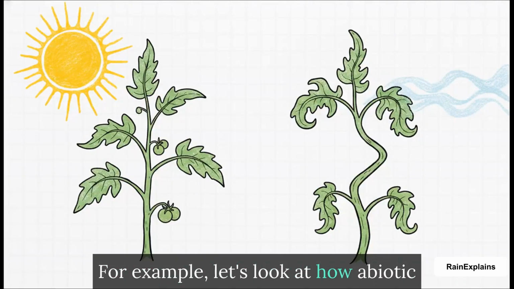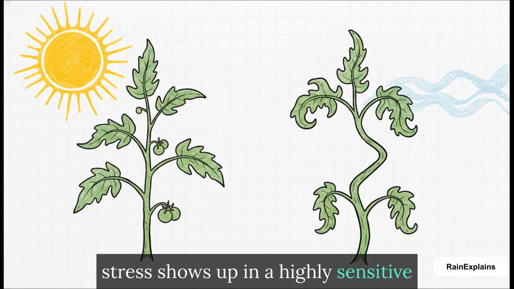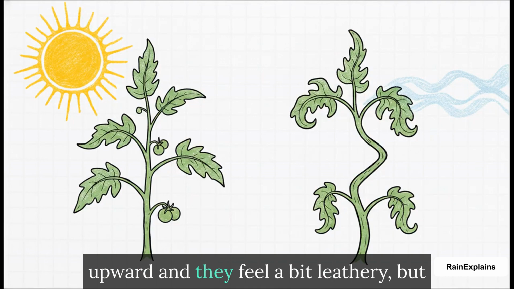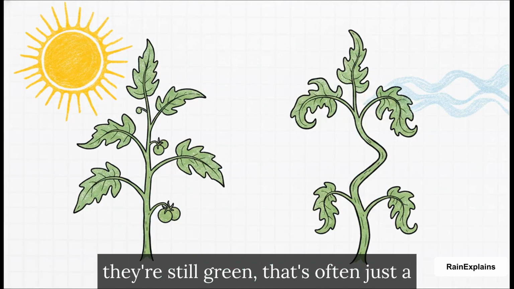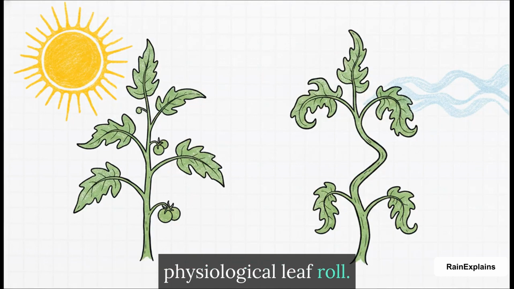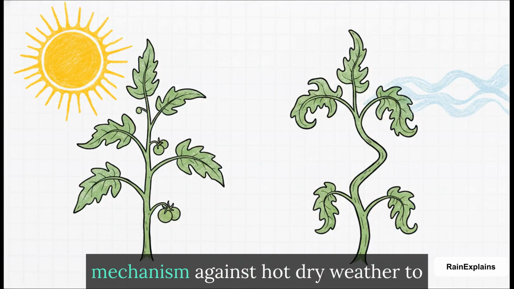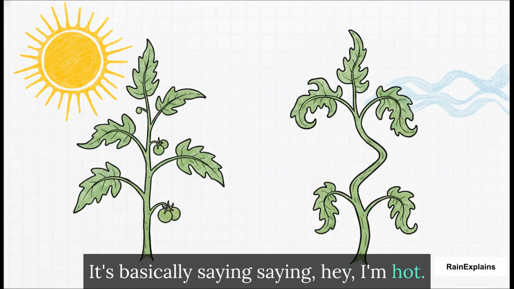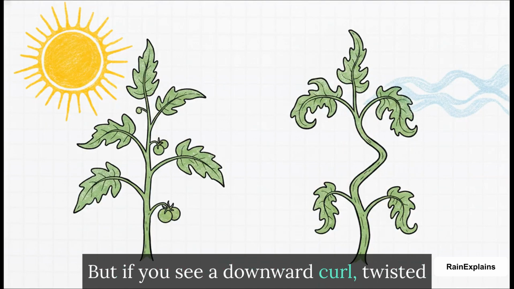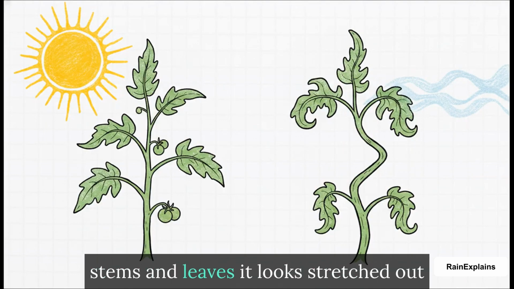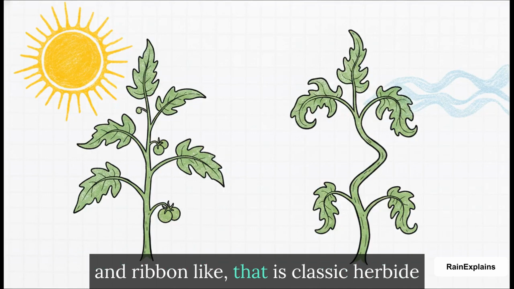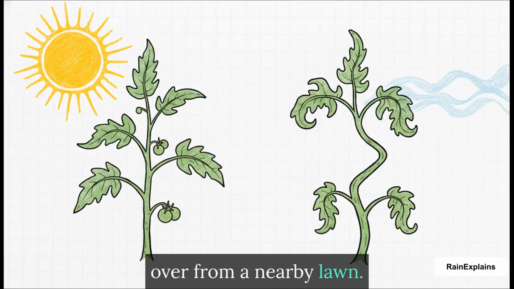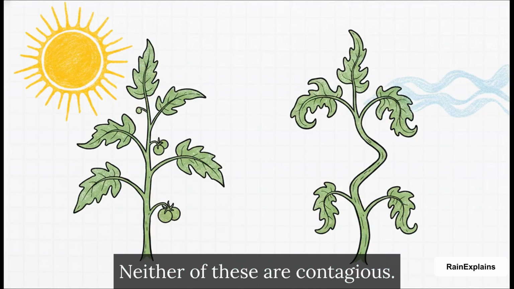For example, let's look at how abiotic stress shows up in a highly sensitive plant like a tomato. If you see the older leaves rolling upward and they feel a bit leathery but they're still green, that's often just physiological leaf roll. It's simply the plant's natural defense mechanism against hot, dry weather to conserve water. It's basically saying, hey, I'm hot. But if you see a downward curl, twisted stems, and leaves that look stretched out and ribbon-like, that is classic herbicide injury. That happens when weed killers drift over from a nearby lawn. Neither of these are contagious.